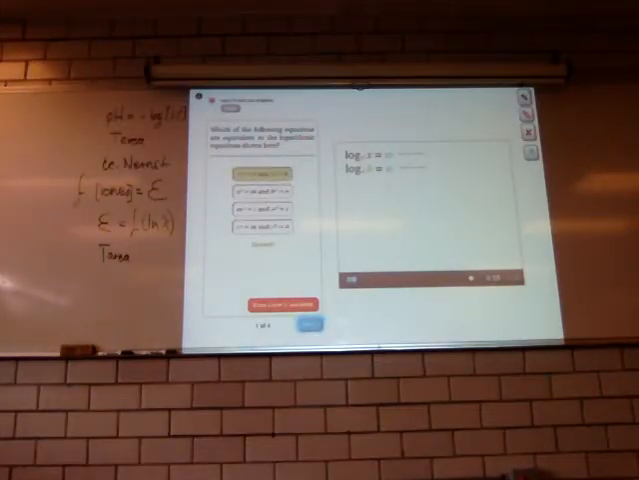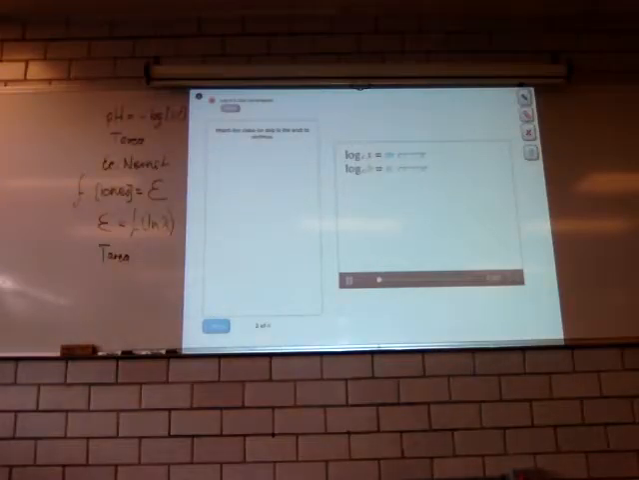Right. The first one is the same thing as saying c to the m equals x, and the second one says that c to the n equals b. So now, given these two equations here, which of the following is a correct relation between x and b?